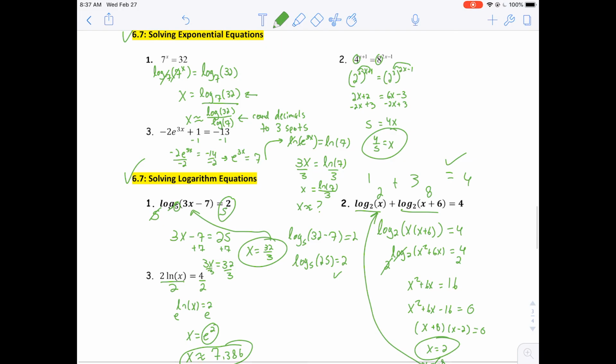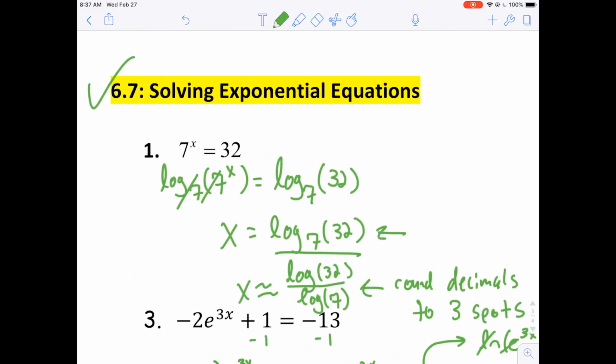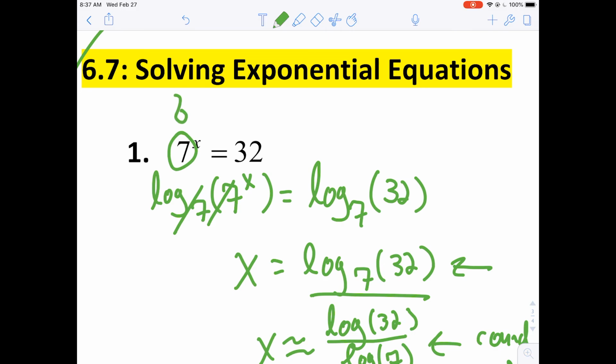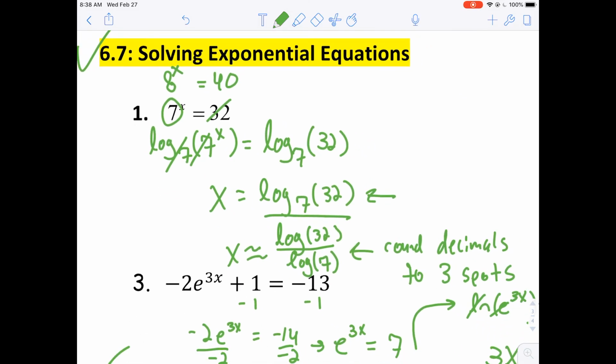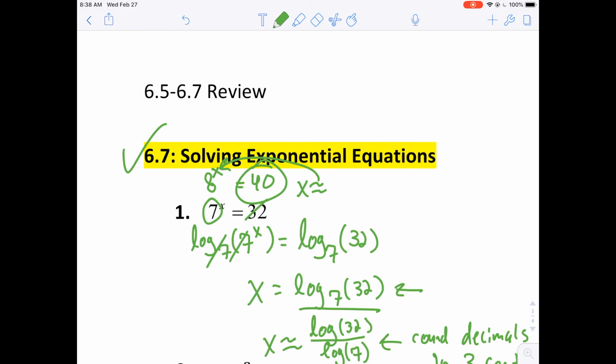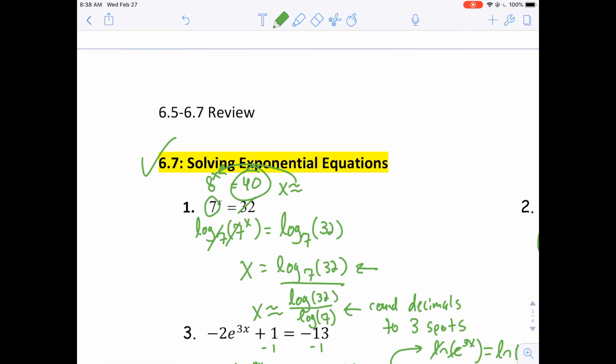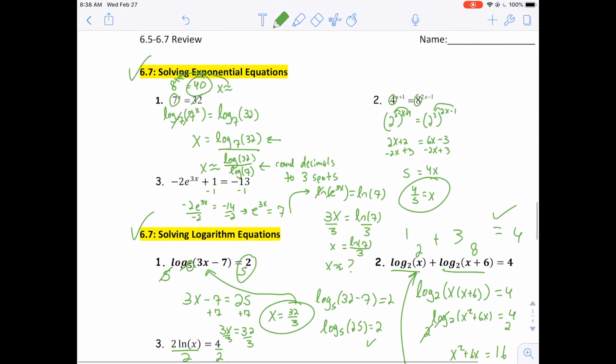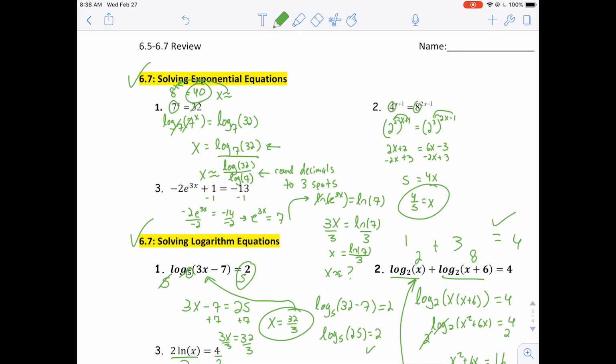If you struggled, try to change the numbers. So say like number 1 right here, maybe change 7 to an 8. Change 32 to 40, okay? Just try different numbers with it. So 8x equals 40. Try to solve that problem. You can always check your answer because once you get a number for x equals something, you just plug it back in. When you plug it back in, it should equal 40. Okay? So you can always check your answers with these types of questions. So do that on the quiz tomorrow.